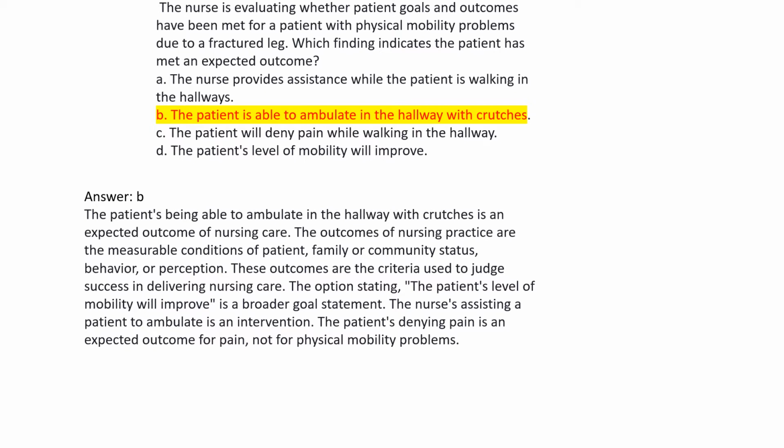The option stating the patient's level of mobility will improve is a broader goal statement. The nurse assisting a patient to ambulate is an intervention. The patient's denying pain is an expected outcome for pain, not for physical mobility problems.